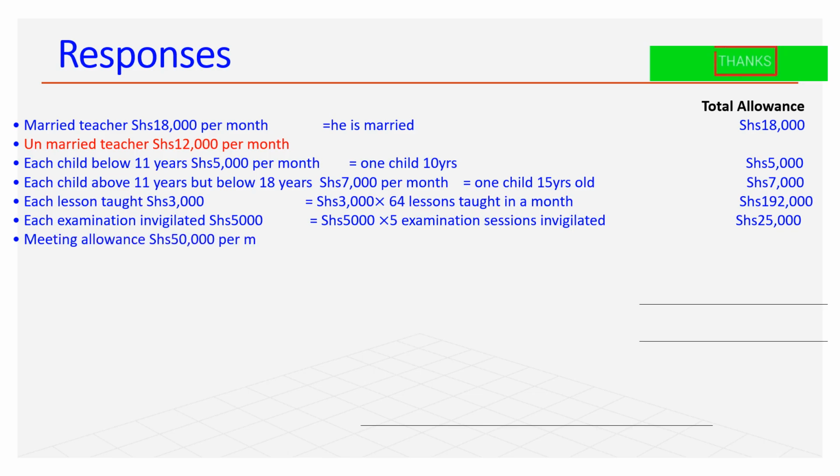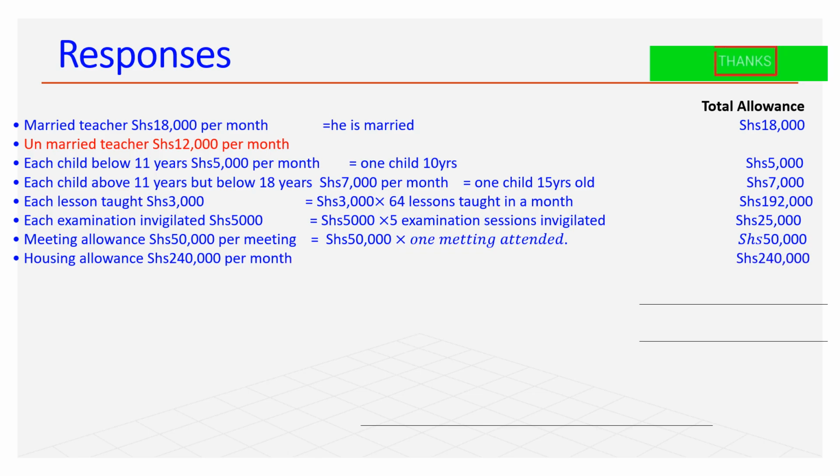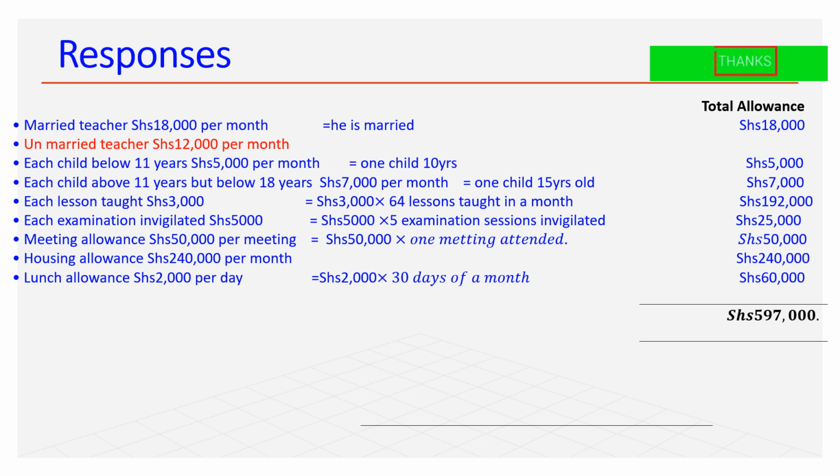Meeting allowances, we have 50,000 per meeting, and he attended one meeting at the beginning. Housing allowance, of course we had this per month, so we just get into per month and substitute, that is 240,000. Lunch allowance per day, so since there are 30 days, we shall have that money, and the total allowance will actually get into shillings after summing up everything.